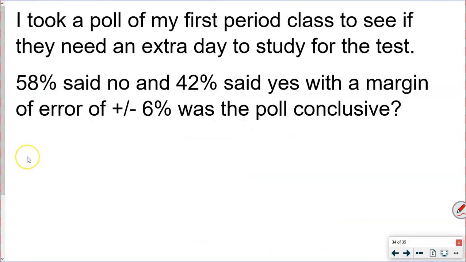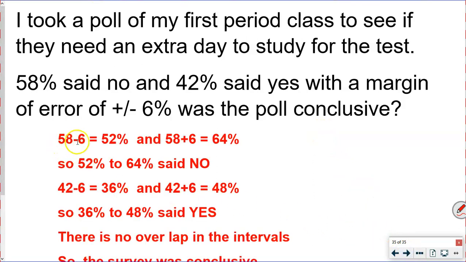So I got one more for y'all. This wasn't on your study guide, but I want to go over it anyway. I took a poll of my first period class to see if they needed an extra day to study for the test. So 58% said no, and 42% said yes, with a margin of error plus or minus 6%. Was the poll conclusive? So here, when we do these types of problems, guys, what you're going to do is you're going to subtract 6 from the 58, and you're going to add 6 to the 58, and that's going to give you your lower and upper bounds.